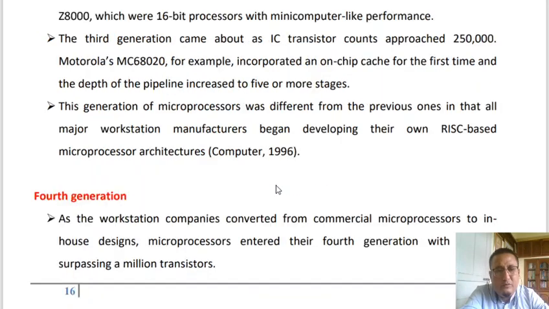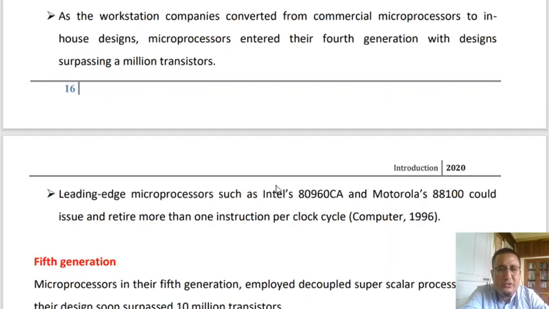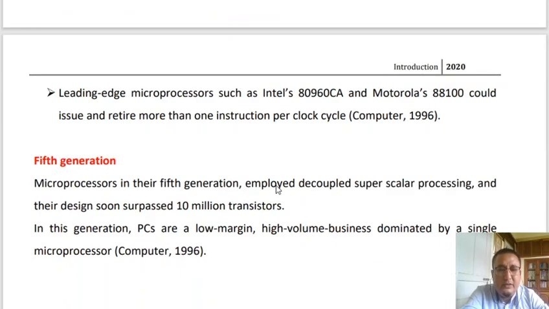Now, let us move on to the next generation, that is the fourth generation. The fourth generation microprocessors, such as the Intel 80960 CA and Motorola 8800, had ICs in the order of millions of transistors. So this is the way the evolution has been taking place. In the fifth generation, the number of transistors surpassed almost 10 million.